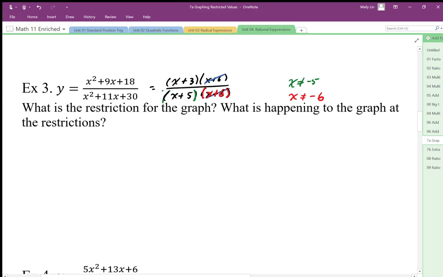Go ahead and graph these, pause the video, come back, and see what's happening at that point. I'm going to give you a pause, and I want you to go to your graphing tool, graph it, and come back.